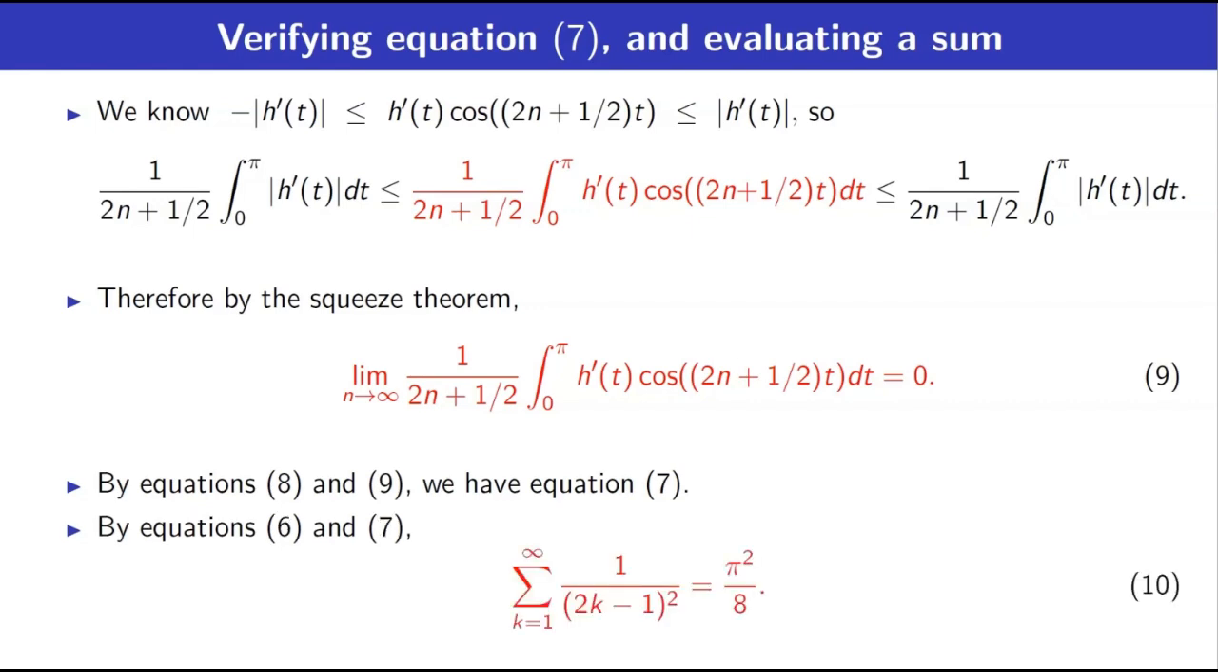And finally, with equations 6 and 7, taking limits, we have the following formula, equation 10, for the sum of reciprocals of all odd squares. Now, what we're looking for is the sum of reciprocals of all the squares, not just the odd squares, but this is just a small step at this point. We've already gone 95% of the way.